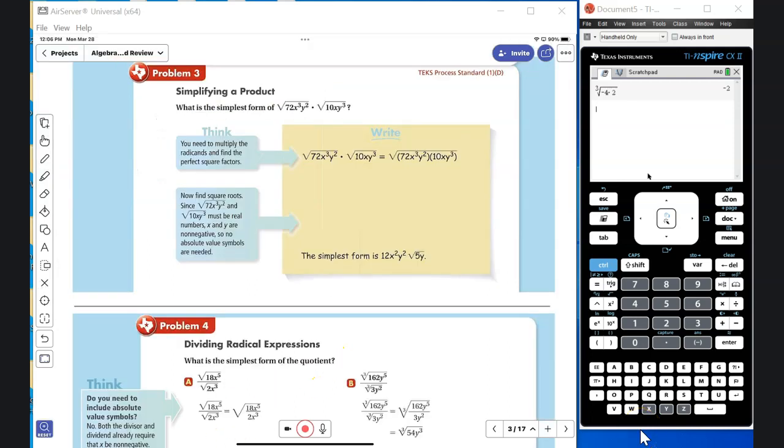For problem 3, we're going to simplify the product. But first, I'm going to simplify the square root of 72x to the 3rd y squared. Remember that the index here, it's a square root, so that's 2. So what I'm going to do is prime factorization with 72. That's 2 times 36. That's 2 times 18. That's 2 times 9. And that's 3 times 3.